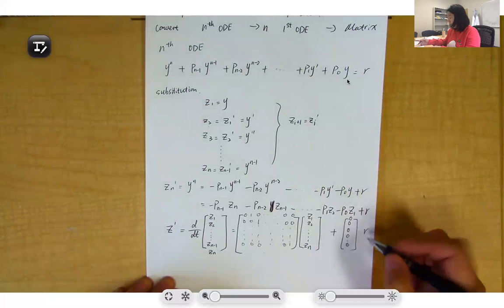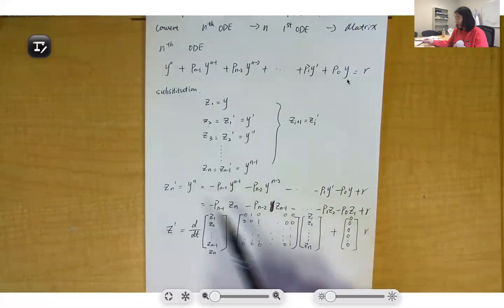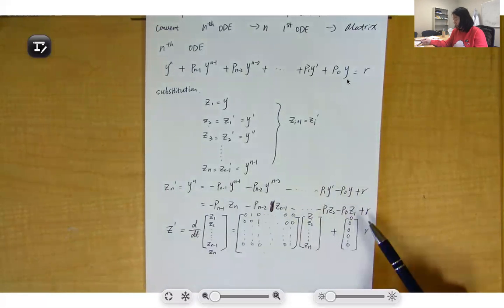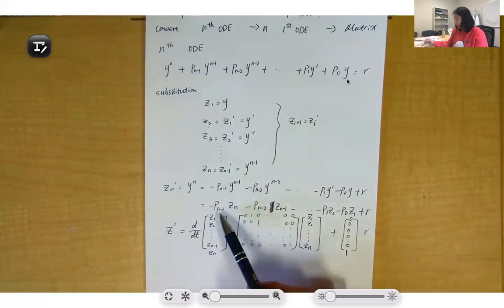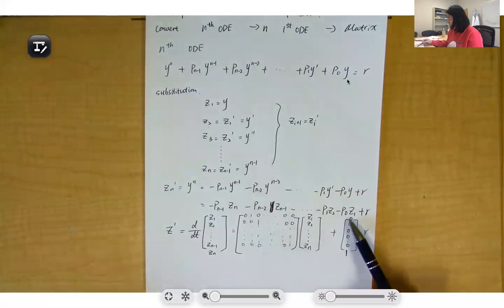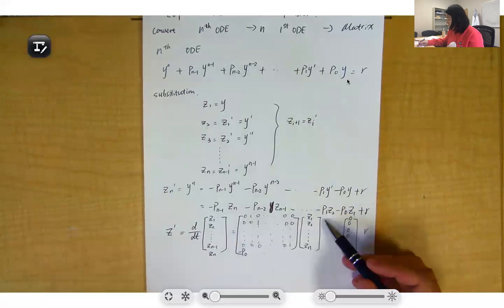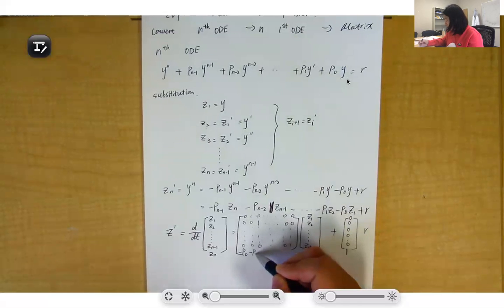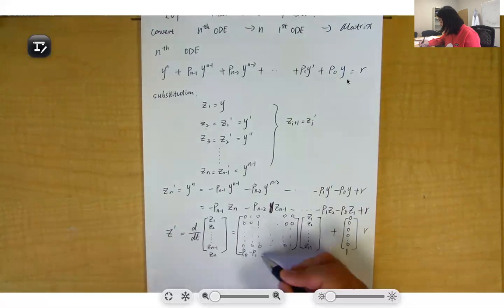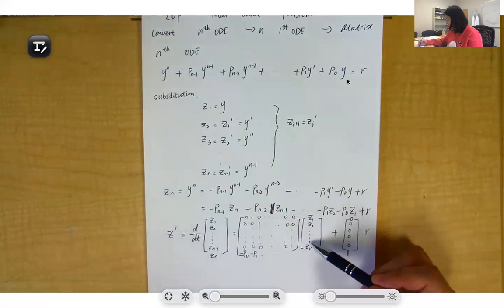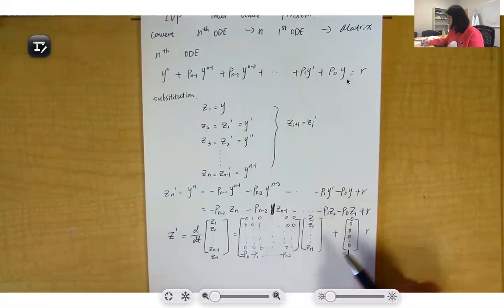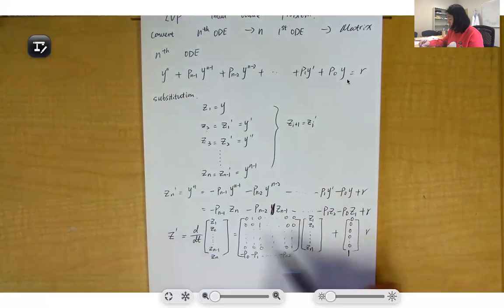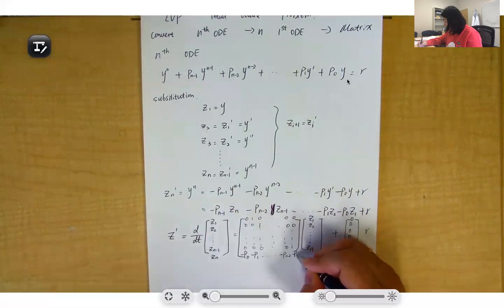Besides the last row, you can see that zn prime is some combination of the z functions plus the forcing function, so the forcing function coefficient here will be 1. For the other coefficients, we fill out as follows. For z1, the coefficient is negative p0. For z2, negative p1. Then negative p2, until for z_{n-1} the coefficient is negative p_{n-2}, and for zn the coefficient is negative p_{n-1}.